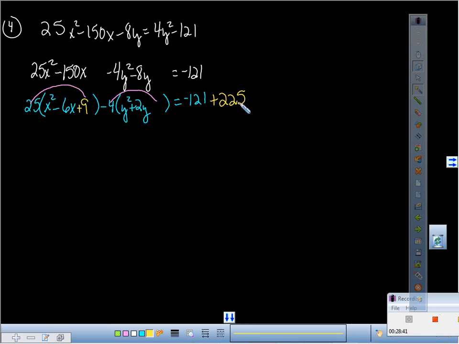Nice. What's half of 2? 1 squared is 1, but did you really add 1? You subtracted 4. That's a negative 4 out there, so I'm going to subtract 4 over here. Oh, look at that. Beautiful. 25 times x minus 3 quantity squared, minus 4 times y plus 1 quantity squared equals 100.